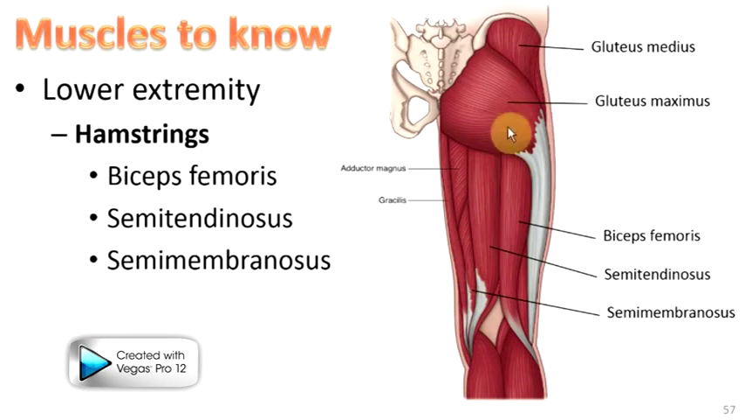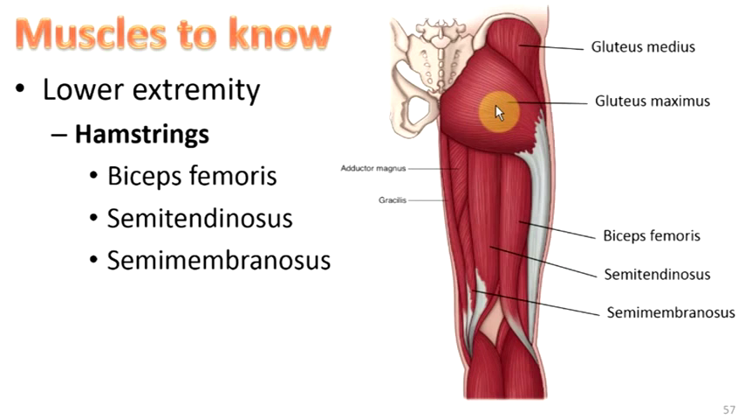Now they all originate on what's called the ischial tuberosity, which you might recall we call your butt bone, because that's where you sit. Some people call them your sits bones because it's where you're sitting right now if you're sitting down. And they insert on the lower leg, on the tibia and the fibula.